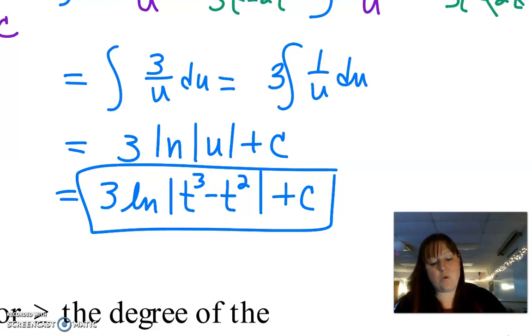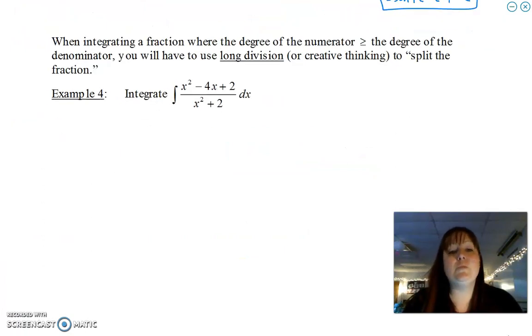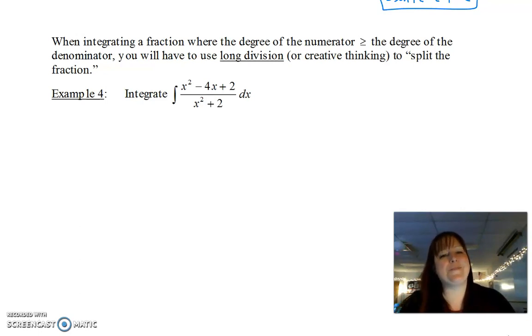Okay, so those are the easy ones. And every so often you're going to have ones where the degrees of the numerator and the denominator are equal, or the degree of the numerator is greater than the degree of the denominator. Okay, because in this case it was really easy because we have the function on bottom and its derivative on top, right? But if the function is not on bottom, if the function is on top, we need to do something different. We need to use long division to split this fraction up so that the degree of the bottom is bigger than the degree of the top.